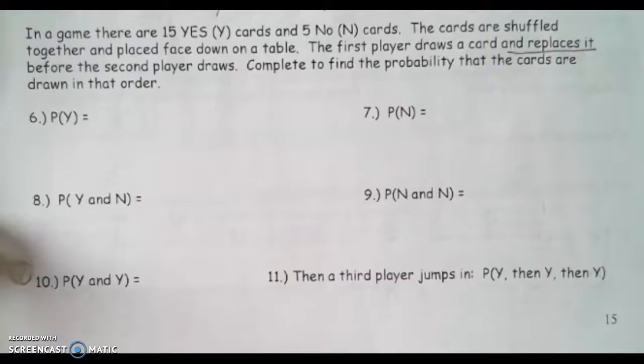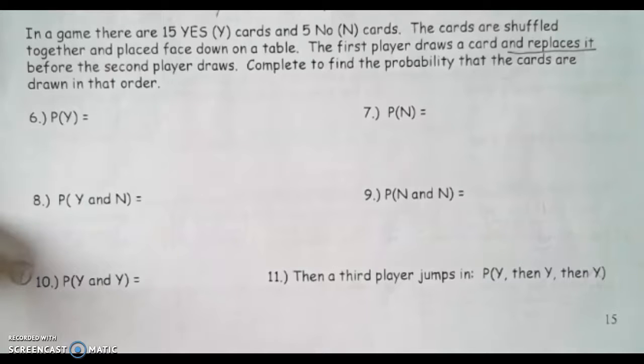In the last set, we're told that in a game there are 15 yes cards and there are 5 no cards. The cards are shuffled together and placed face down on a table. The first player draws a card and replaces it before the second player draws. Complete to find the probability that the cards are drawn in that order. So we're replacing the first card, so this is going to be independent probability because we're going to have the same number of cards each time.